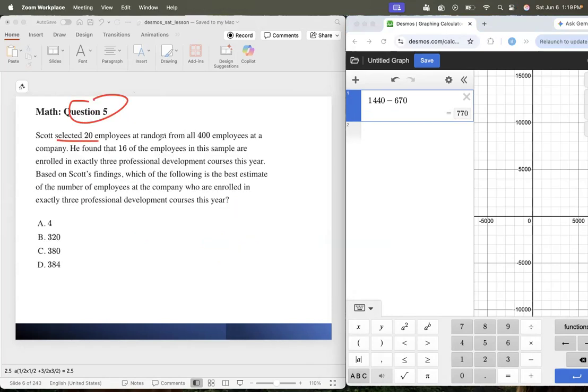Scott selected 20 employees at random from 400 employees at a certain company. That means the company has 400 people. And then we selected just 20 people because we want to do a study. This is a population study. We found out that 16 of the employees in this sample are enrolled in exactly 3 professional development courses this year. Therefore, 16 of these people have 3 professional courses, right? Based on the Scott finding, which of the following is the best estimate of the number of employees at the company who are enrolled in exactly 3 professional development courses?